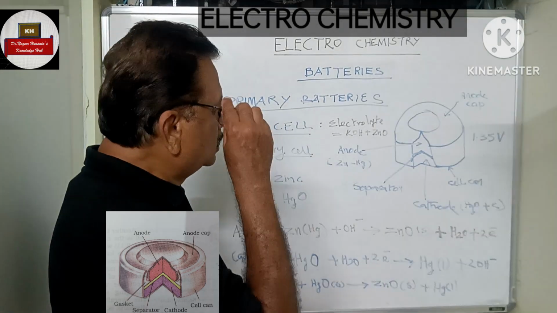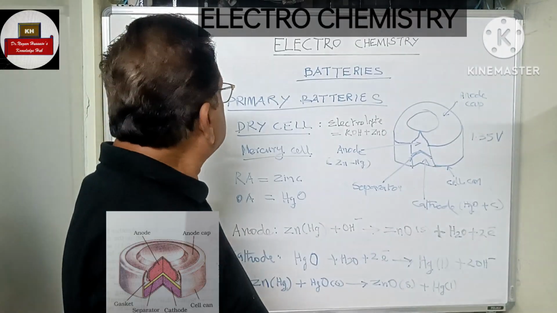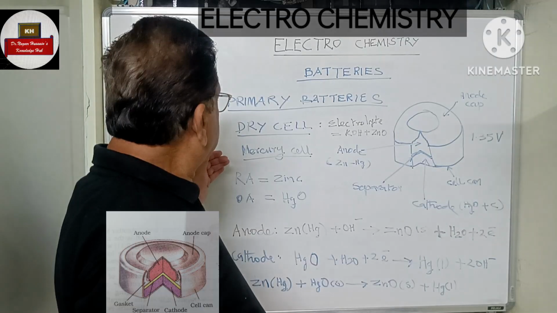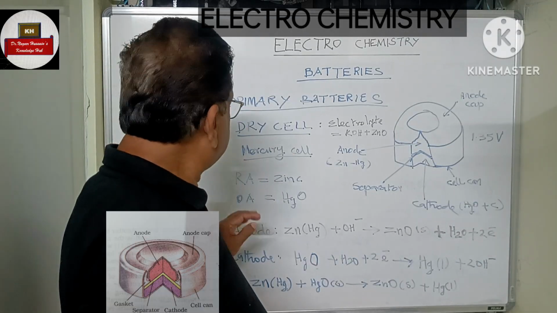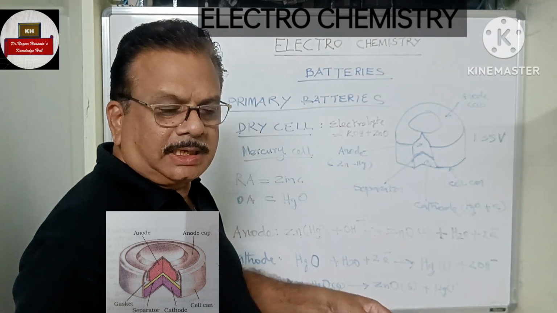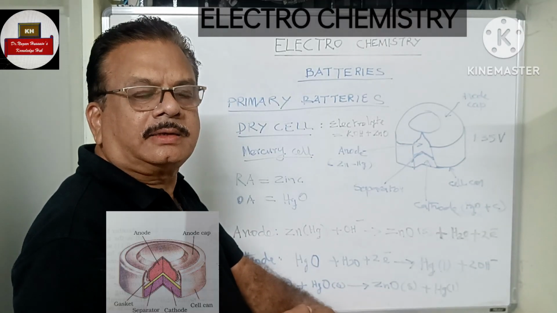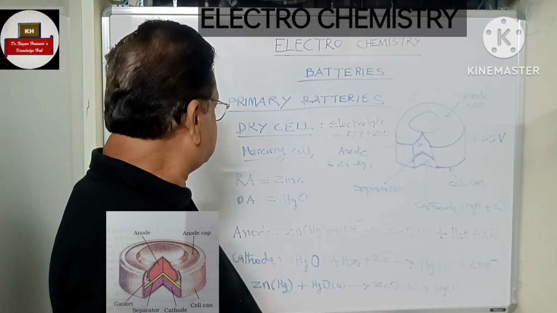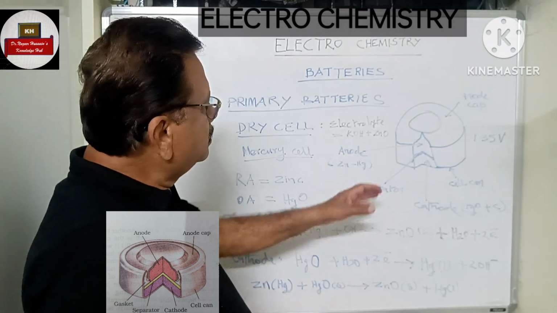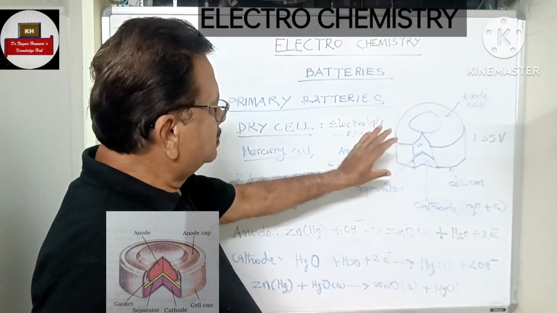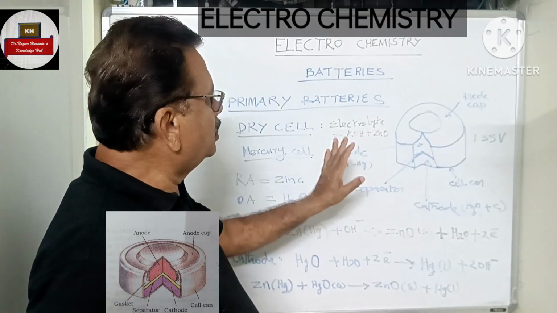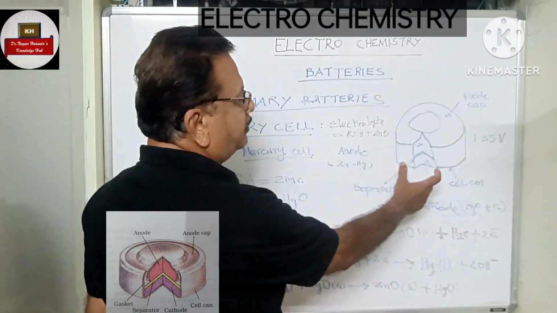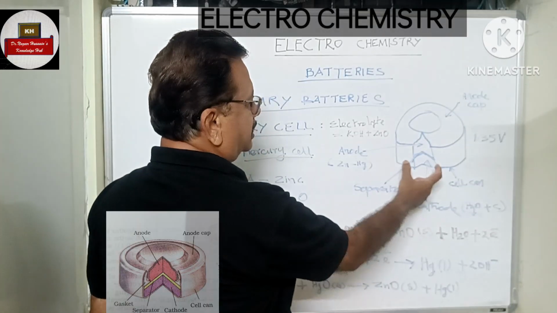Dear students, now we will see another dry battery, the mercury cell. This mercury cell is a button type battery which you can see in watches, remotes and calculators, etc. I will try to give a picture, but I am not good at drawing, and you can understand. So this is the button type dry cell battery.